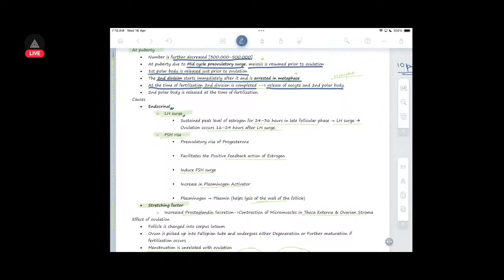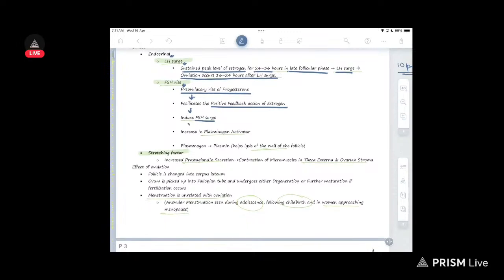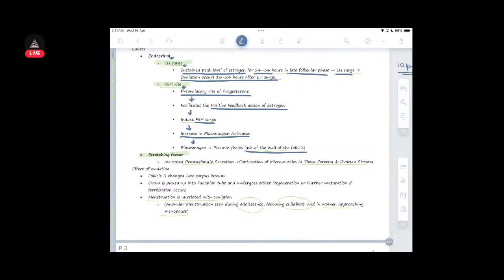Causes, endocrinal: there is an LH surge, with a sustained peak level of estrogen for 24 to 36 hours in the late follicular phase. It will be sustained. The ovulation occurs 16 to 24 hours after the LH surge. FSH rise: the pre-ovulatory rise of progesterone facilitates the positive feedback of estrogen, induces the FSH surge, and it leads to an increase in plasminogen activator. Plasminogen and plasmin help in lysis of the wall of the follicle. Sustained peak of estrogen for a few hours.